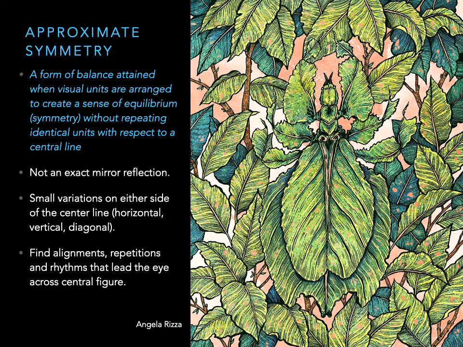Here we have more of an approximate symmetry, where those visual balances are not quite exact. There's repeating of certain elements, but they're more aligned with the idea of there's a center axis, and things sort of reflect on one side or the other and create some balance. So there's going to be variations. It can be horizontal, vertical, diagonal, but we're looking for rhythms that can kind of lead the eye around that central figure.